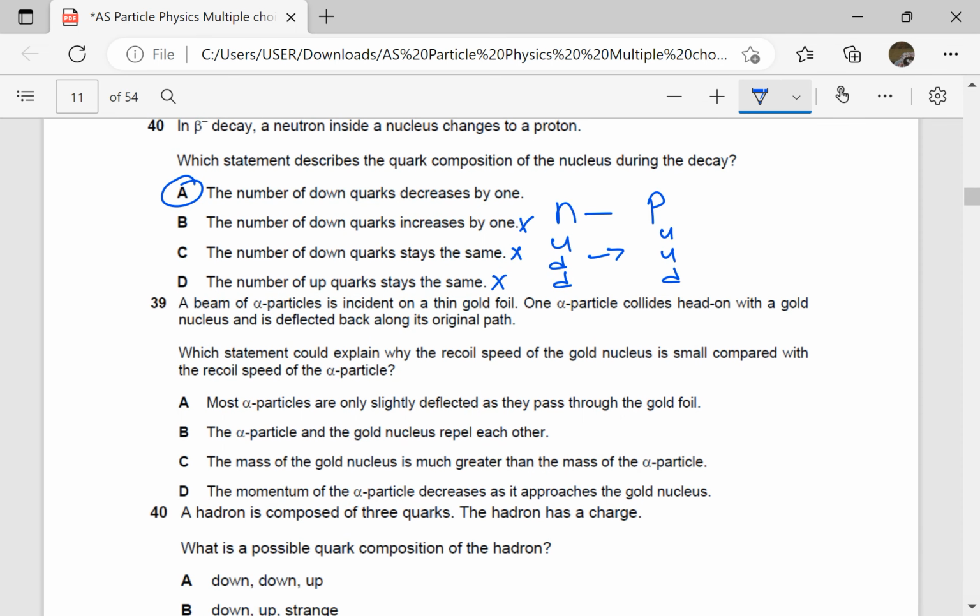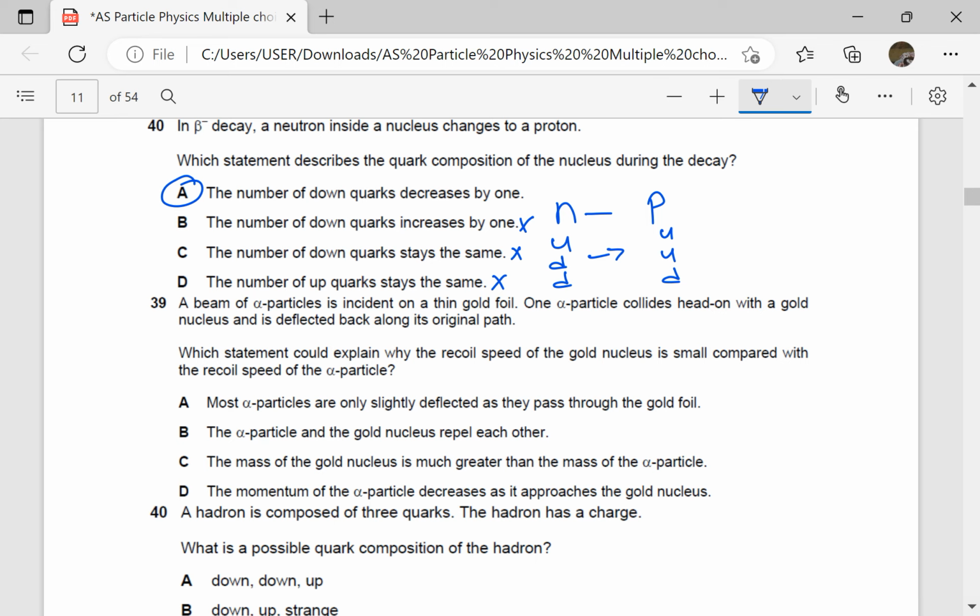A beam of alpha particles is incident on a thin gold foil. One alpha particle collides head-on with the gold nucleus and is deflected back along its original path. Which statement could explain why the recoil speed of the gold nucleus is small compared with the recoil speed of the alpha particle? I think that one is easy.